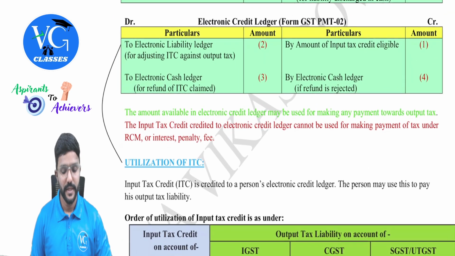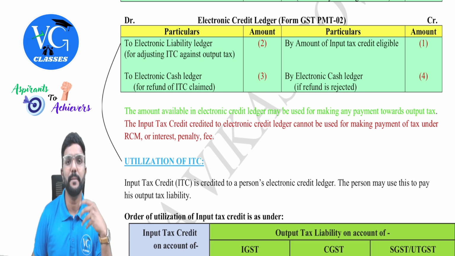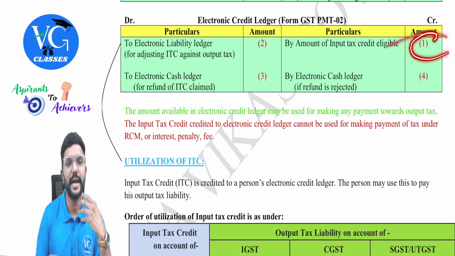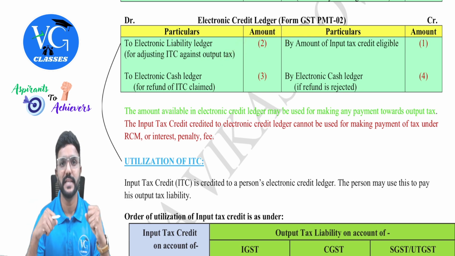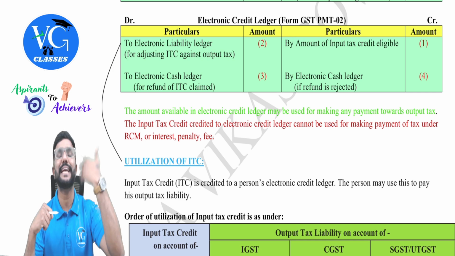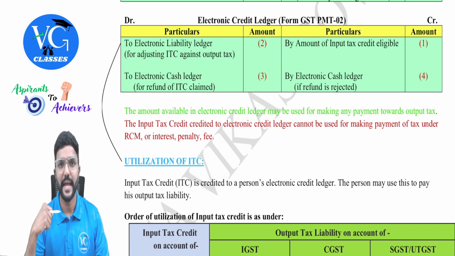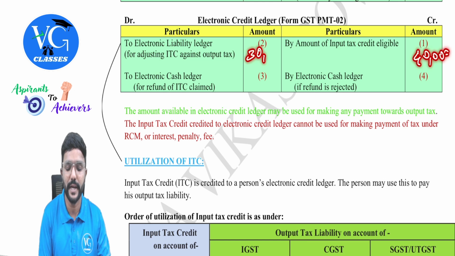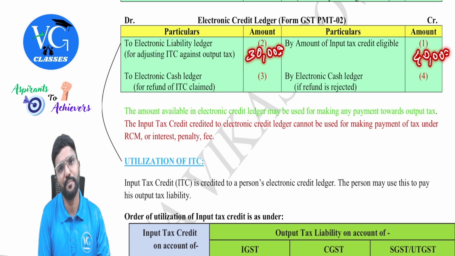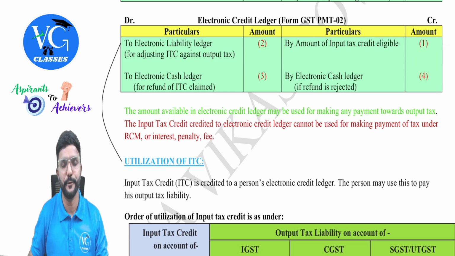Next, if whatever balance I had in my credit ledger, I cannot utilize fully because my output tax was less, what do we normally do? We carry it forward to the next period. For example, assume I had a credit of 40,000. I utilized only 30,000 in the current period. The remaining 10,000 will be the closing balance. For the next month or next tax period, that will be the opening balance, balance brought down. This is what we normally do.